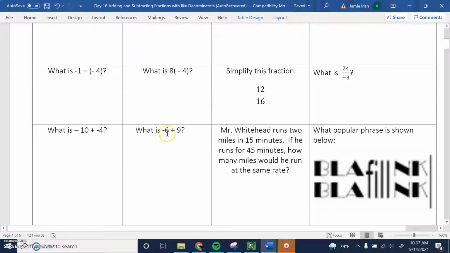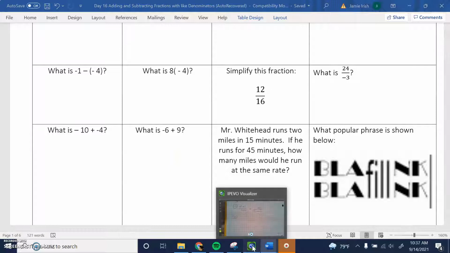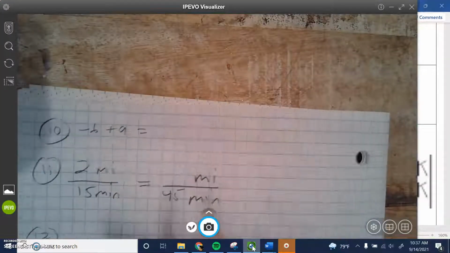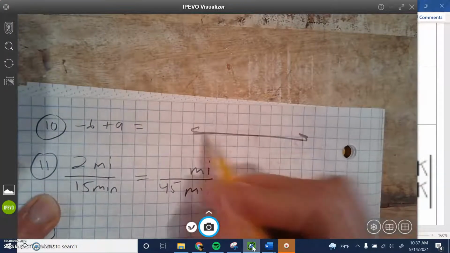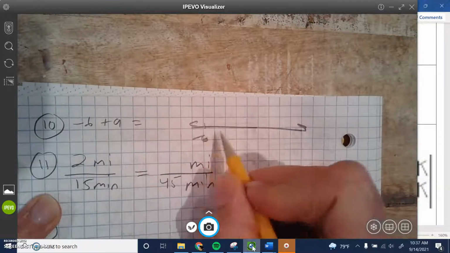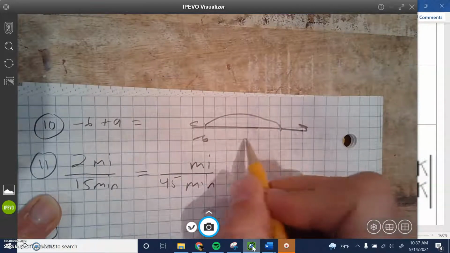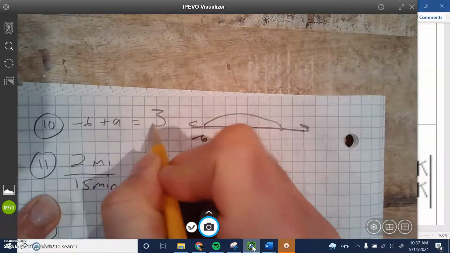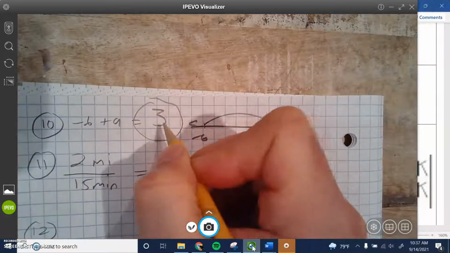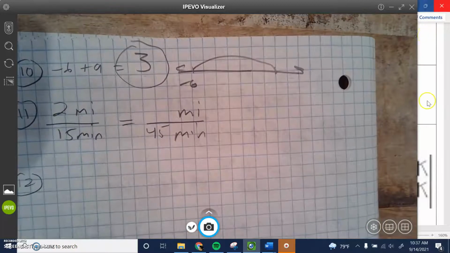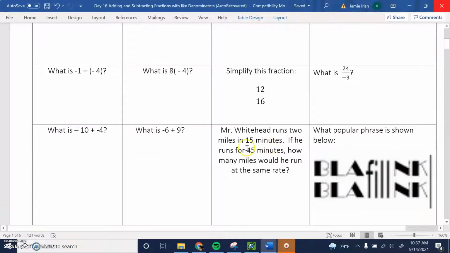-6 plus 9. What's that? Use the number line. Go. All right. Let's see. -6 plus 9. So I start on -6, and I go 9 to the right. And when you count on the number line, you get 3. Awesome. All right. Last one before we do the popular phrase.